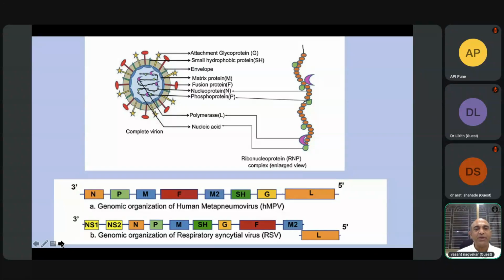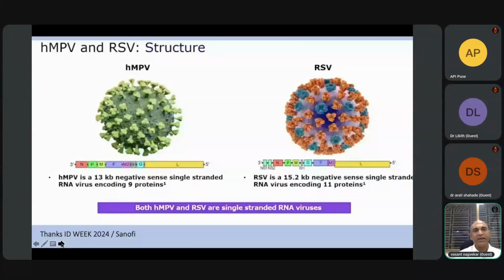If you look at the HMPV and RSV structure, HMPV is a 13 kb negative sense single stranded RNA virus encoding 9 proteins, whereas the RSV, also a single stranded RNA virus, has 11 proteins. Compared to the HMPV, it has 2 more proteins. I would like to thank IDV24 and Sanofi for this slide.